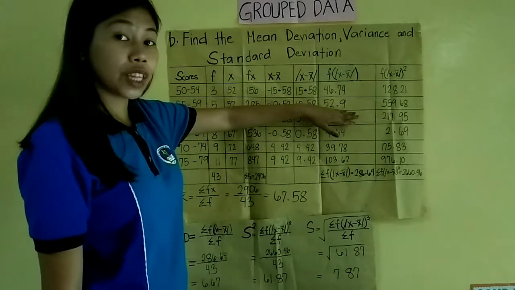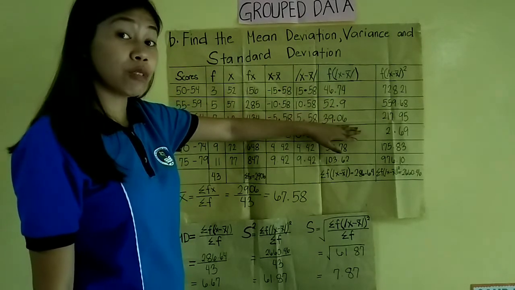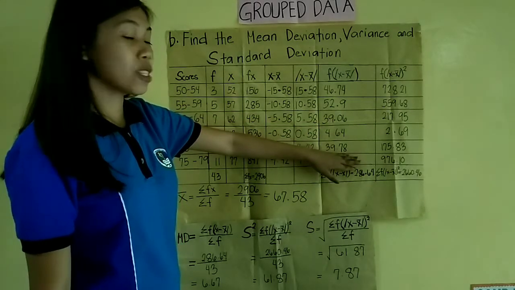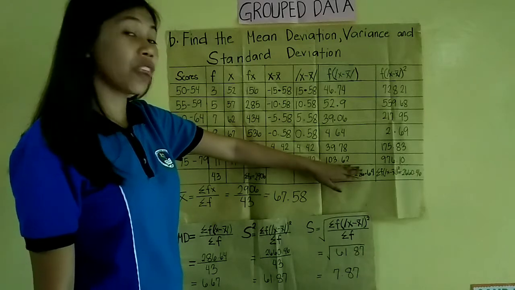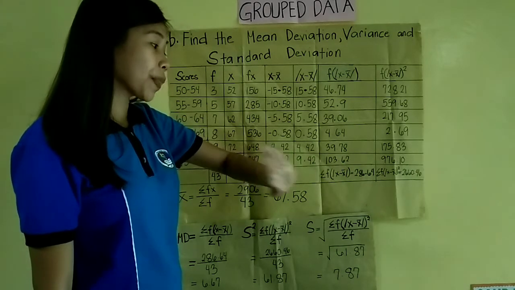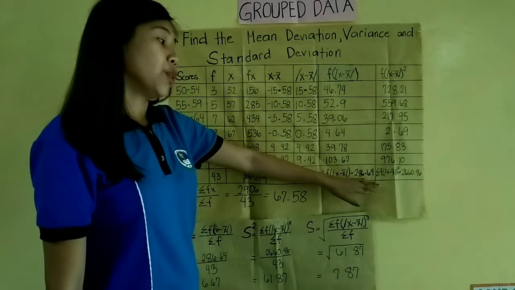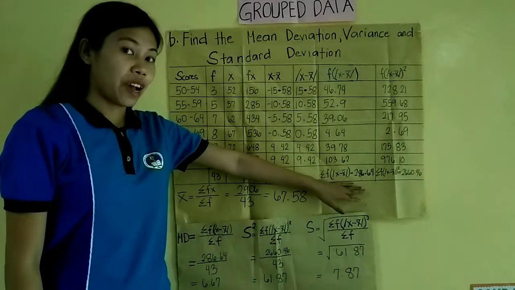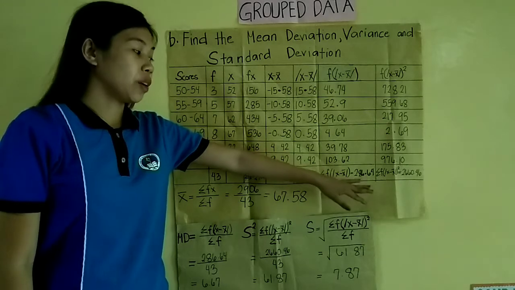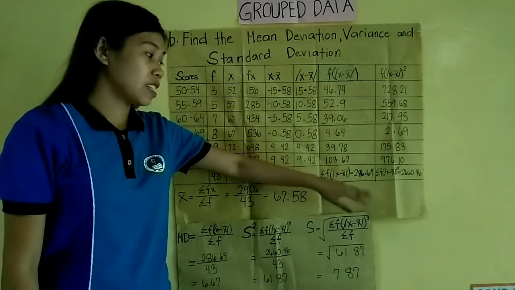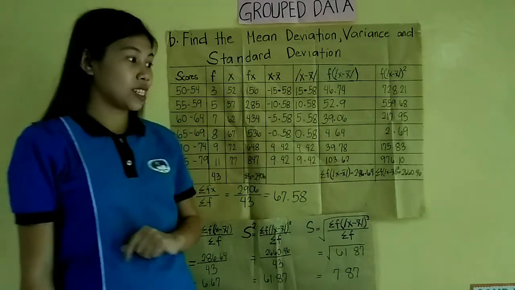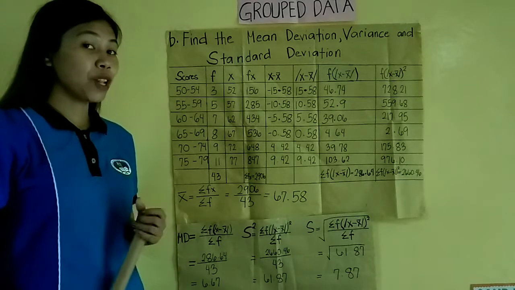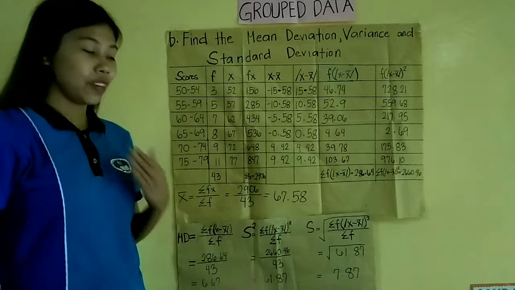46.74 plus 52.9 plus 39.06 plus 4.64 plus 39.78 plus 103.62 is equals to 246.74. Summation of f, the quantity of absolute x minus mean, is equals to 246.74. Now, let's go to our formula of mean deviation.